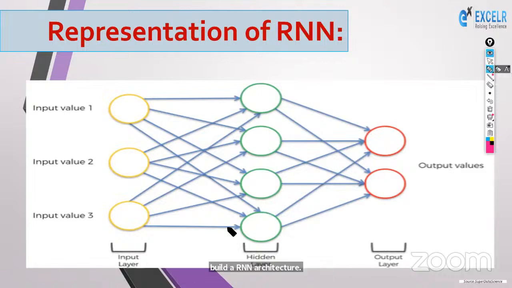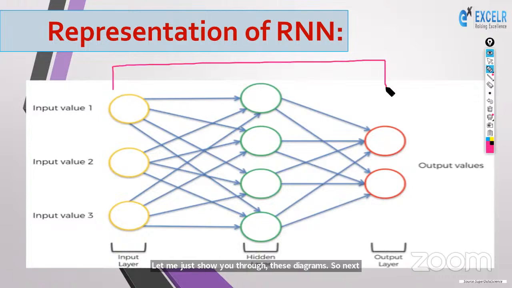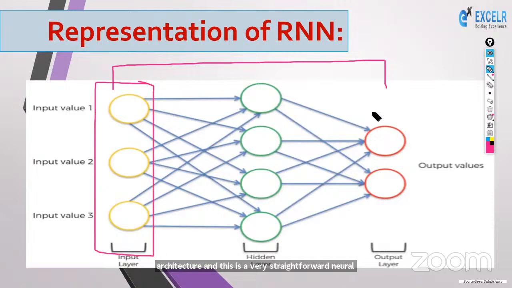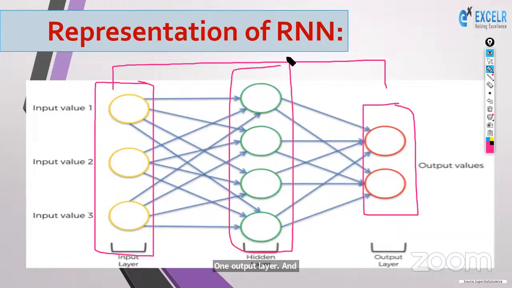Let's suppose, guys, we have this kind of neural network architecture. It is a very straightforward neural network architecture where we have one input layer, one output layer, and one hidden layer. In the input layer, we have 3 nodes. In the output layer, we have 2 nodes. In the hidden layer, we have 4 nodes.